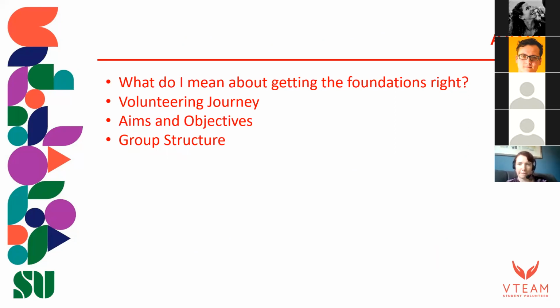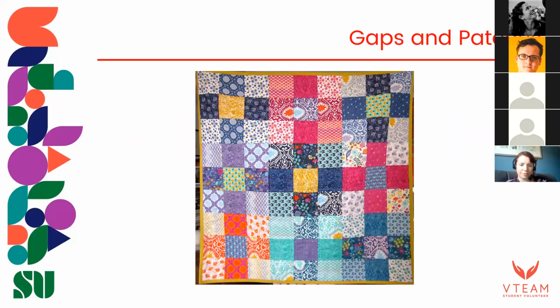So I want to start off with this image of a patchwork quilt. Our volunteer groups, they're colourful, they're amazing, they're all these amazing bits and pieces pulled together. But over time, projects get taken away, processes change, new things are put in, there's patch fixes, there's holes that get left because you no longer have particular elements that you used to have.